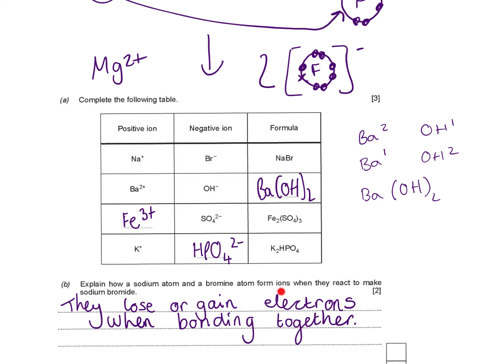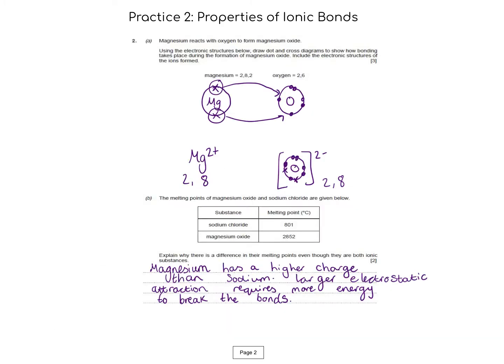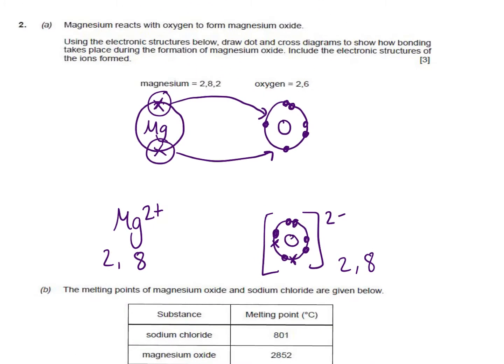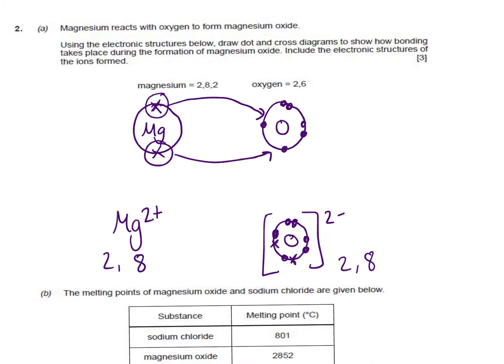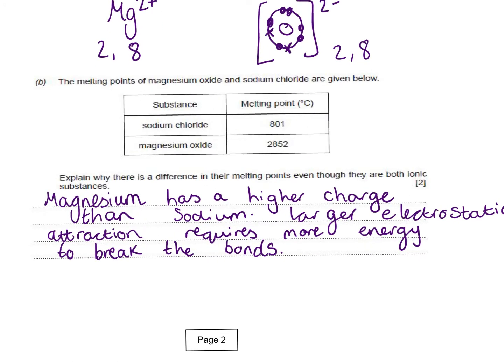Explain how sodium and bromine atoms form ions. They lose or gain electrons when bonding together. Again, another much nicer ionic bonding question. Be careful of this, where it says include electron structures of the ions formed. Okay, so you have to make sure that you include the new electron structures, whereby that magnesium's lost 2, that oxygen's gained 2.